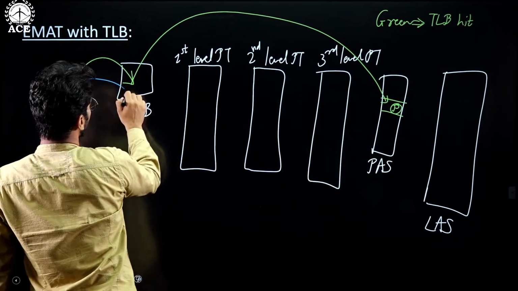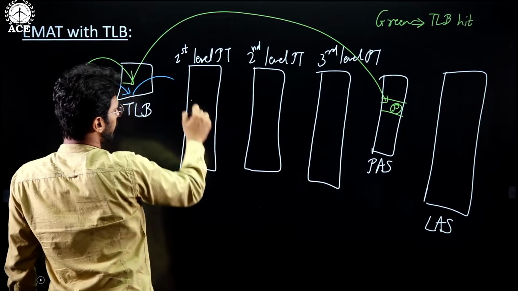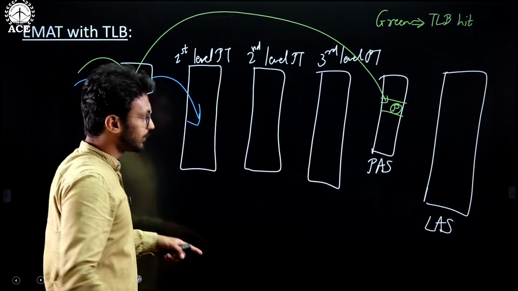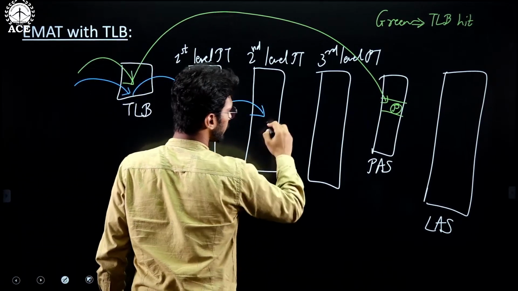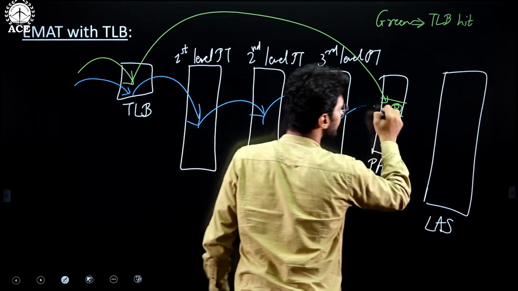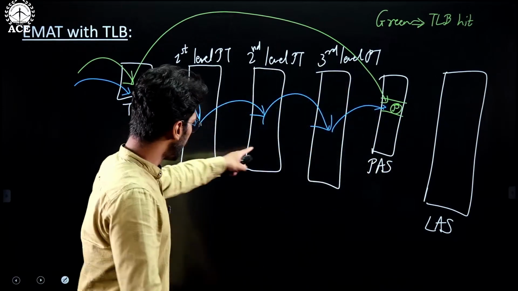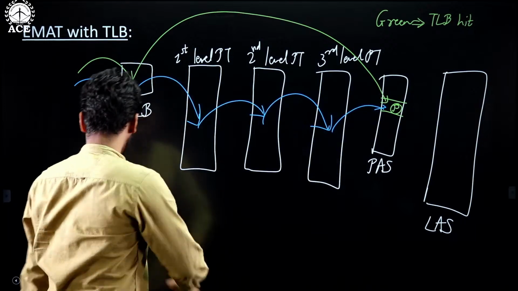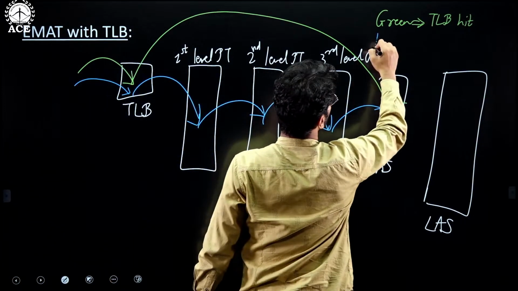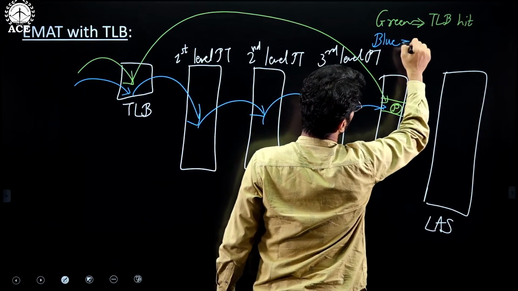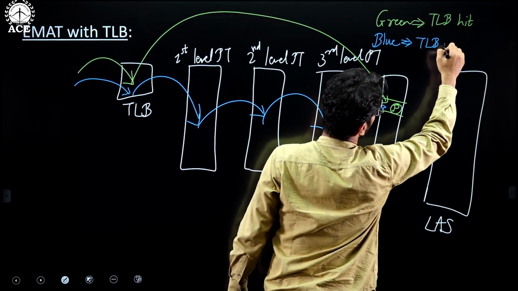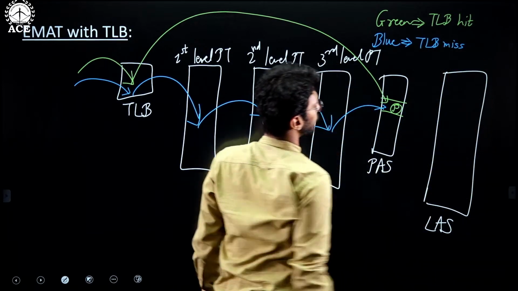Let me just do TLB miss. You access TLB. Okay. If there is a miss, you will access the first level page table, then the second level page table, then the third level page table, and then you will access that actual page. So what is it? 4M. Blue color for TLB miss. Translation lookaside buffer miss.